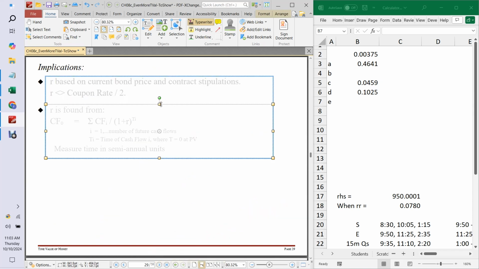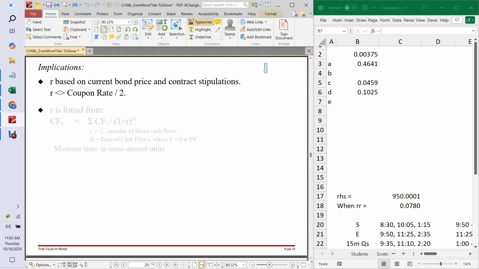So the implications of this are we cannot compute the native R by just saying it's the coupon rate over 2. We're going to have to compute it the exact same way that we did in 8b. We're going to have to write an algebraic equation and plug in for R until we get the right number. You could use goal-seek in Excel. On an exam, it'll be multiple choice. We'll do an example seeing how it works.